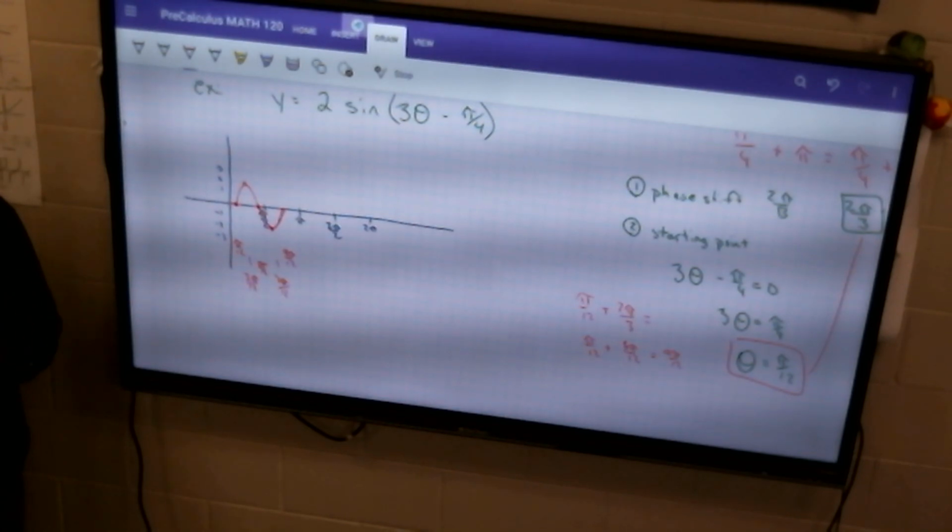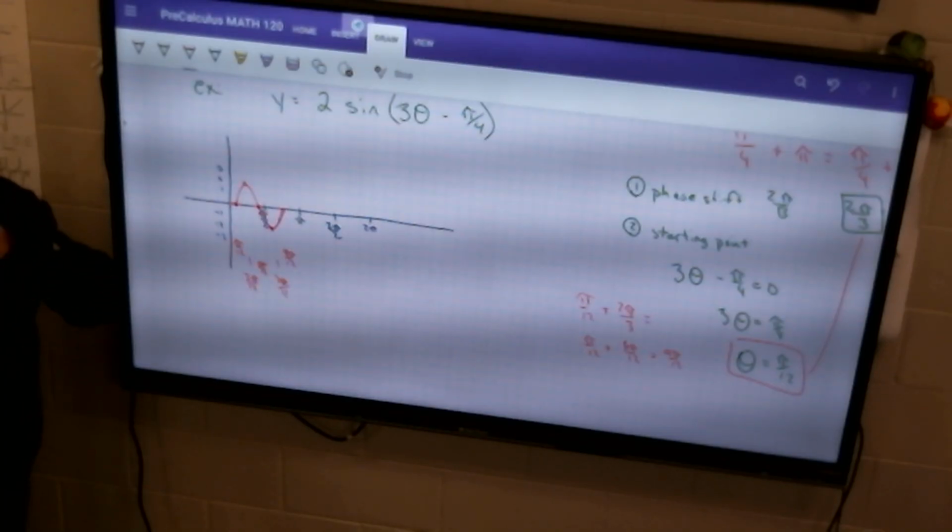You also might want to look at it and say, okay, did I have a vertical shift? This one we're going to have a vertical shift. So did my midline change? Okay, did my amplitude reflect? Think about those things ahead of time, so when you start graphing, you know, oh, I've got to go to the minimum portion first.